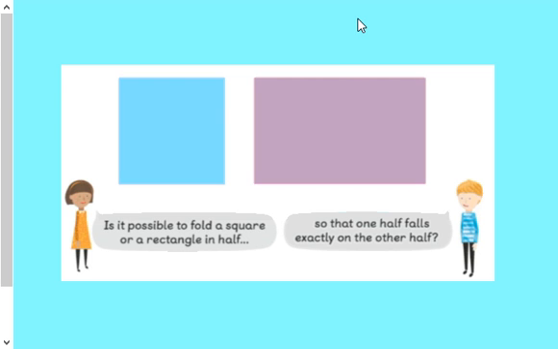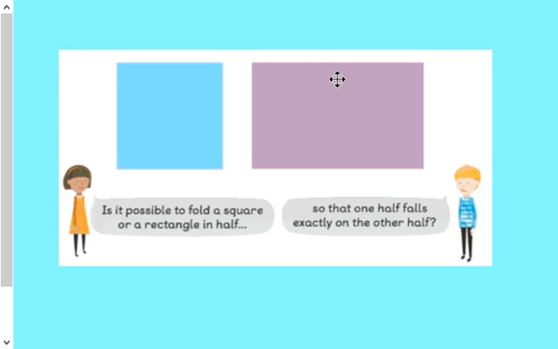So our in focus task this morning, the young lady on the left there is saying, is it possible to fold a square or a rectangle in half so that one half falls exactly on the other half? So what they're saying is, is it possible to fold these shapes in half so that when you fold it over, one half will land exactly on the other half. There'll be no bit sticking out. It will be perfect. And that's the main crux of our learning this morning. We'll come back to this during the course of the lesson.